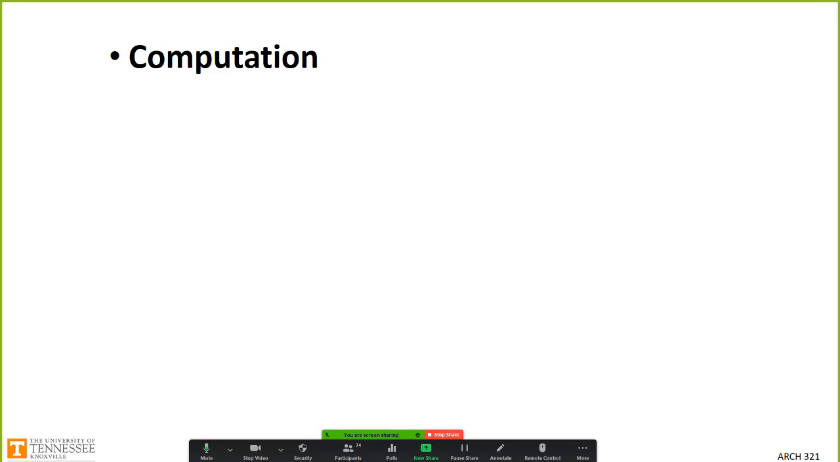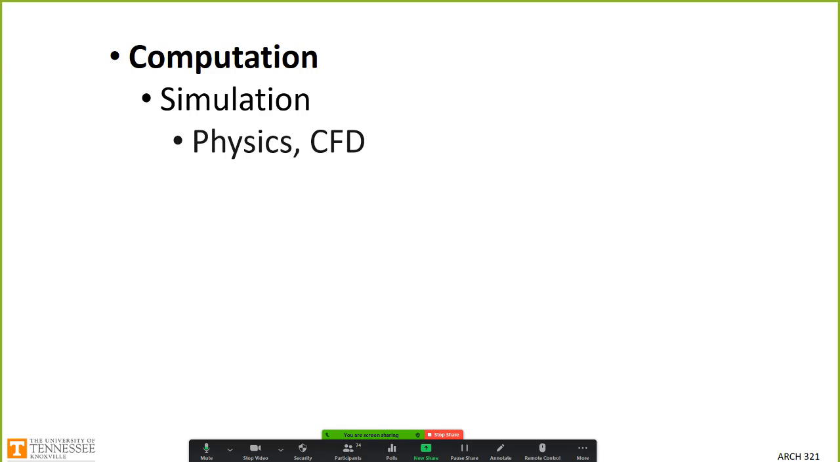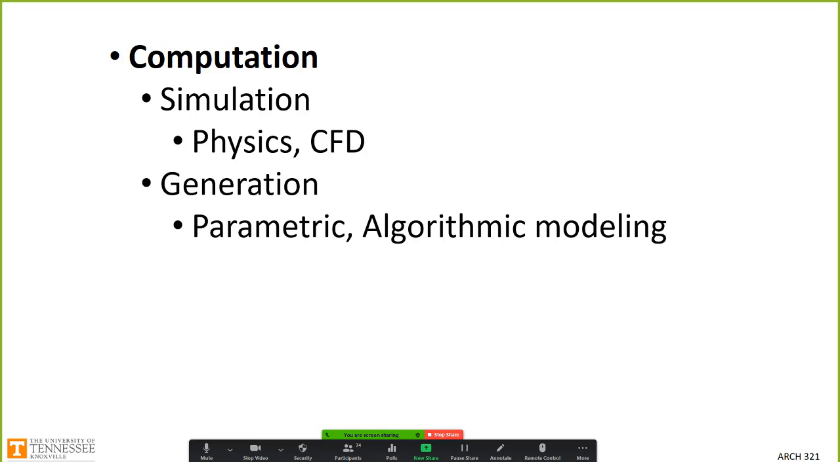Now the other side of that is computation, and that's what we want to focus more on. We'll do a lot of computerization in this class as well, but computation is something a little different. There are slight distinctions between them. So we would use computation for, say, simulating things, which might be physics or computational fluid dynamics. We can use it for the generation of form, which might be parametric architecture or algorithmic modeling.